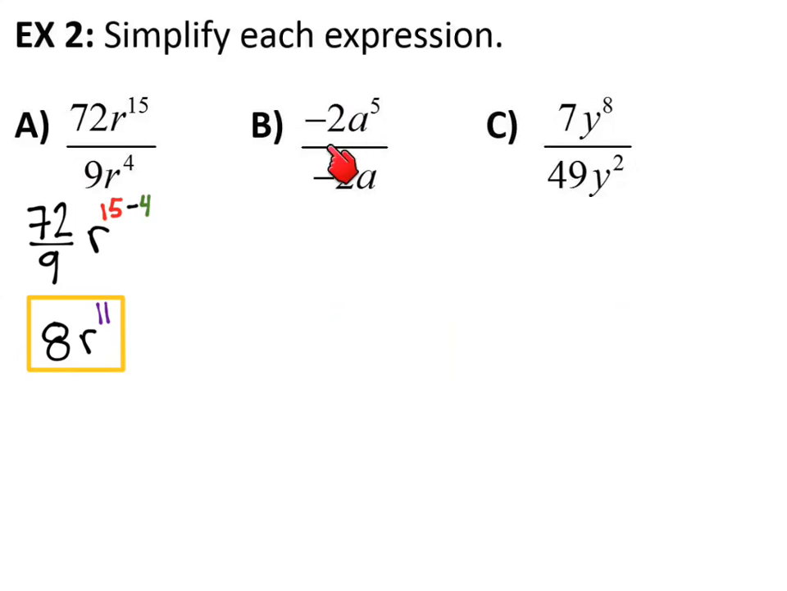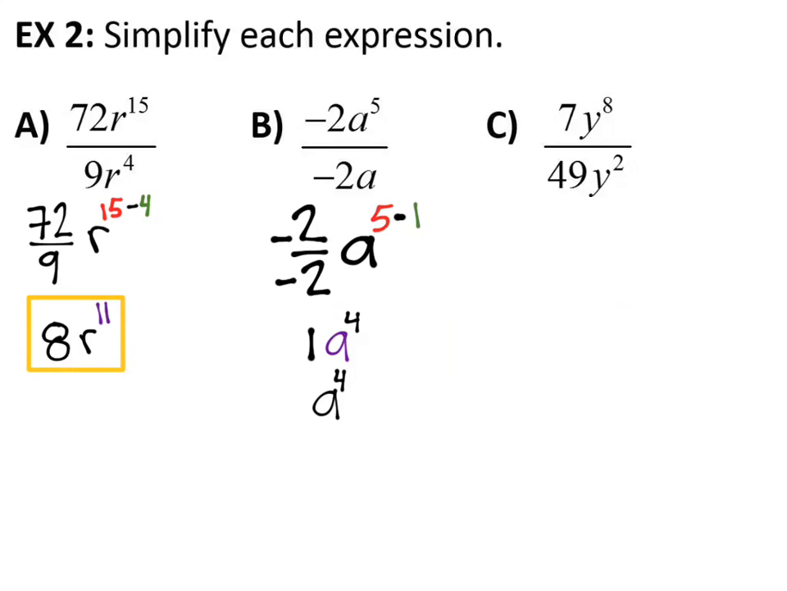The next one seems not too bad. I have a negative 2 divided by negative 2, which is the same number divided by itself. It should give me 1. And then I have an a to the 5th and just an a. So I have a to the 5 minus 1, which gives me 1 times a to the 4th, or just a to the 4th.